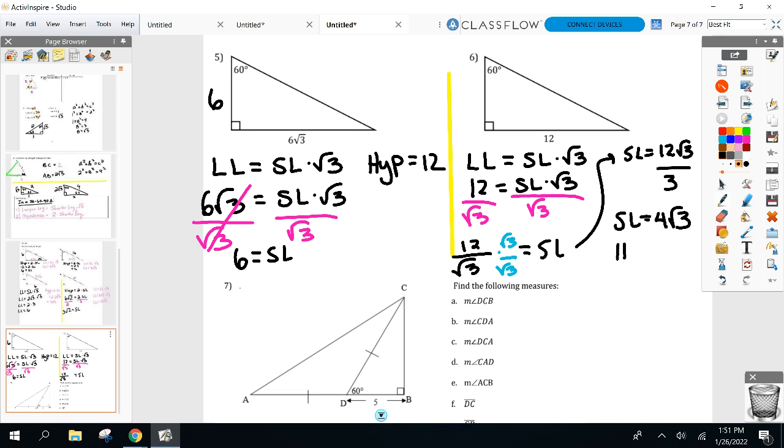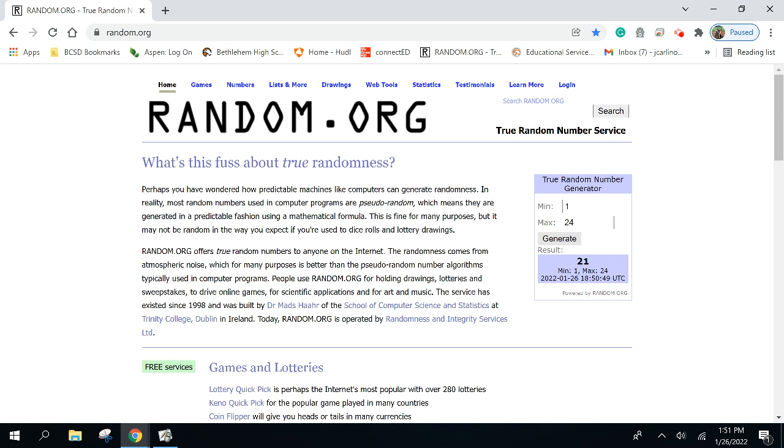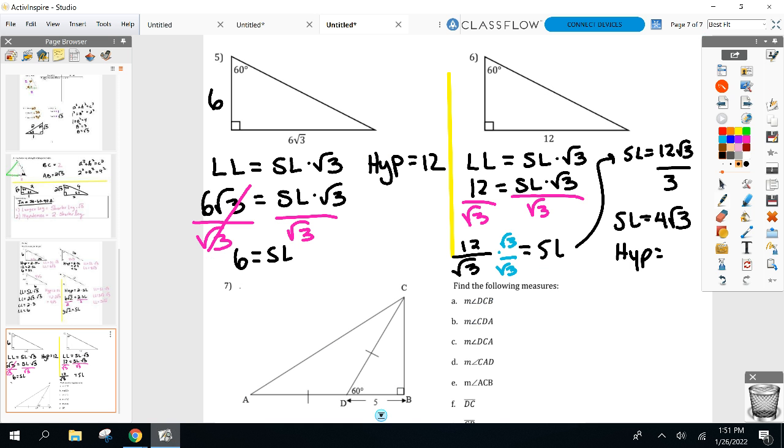Making my hypotenuse. If the shorter leg is 4 radical 3, what would your hypotenuse be? What do you think there, Eva? Redemption. 4 radical 3 times 2, 8 radical 3. Great job.